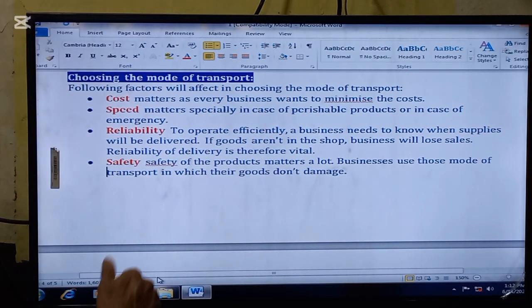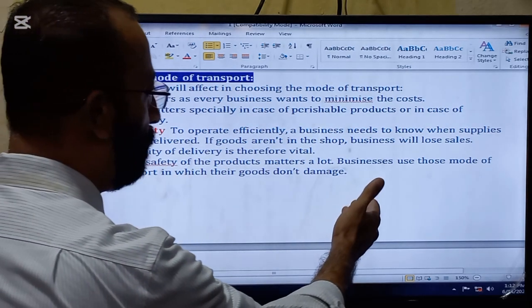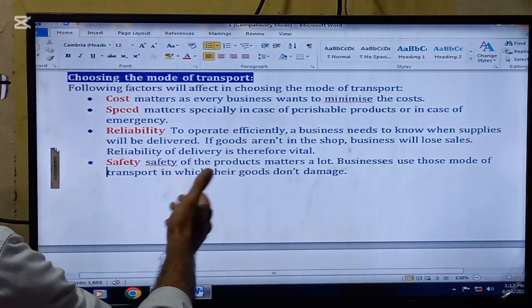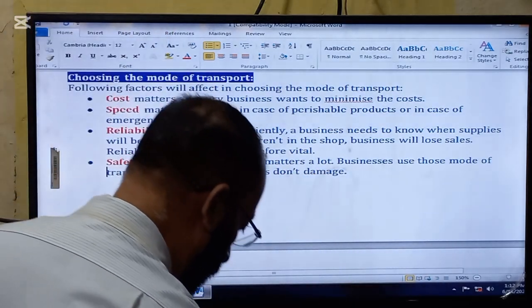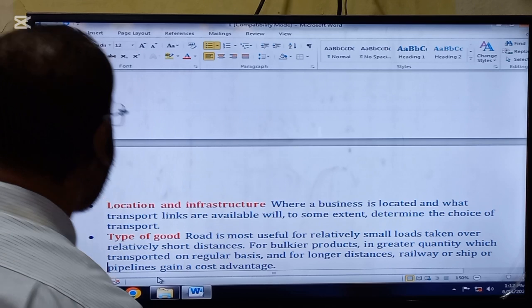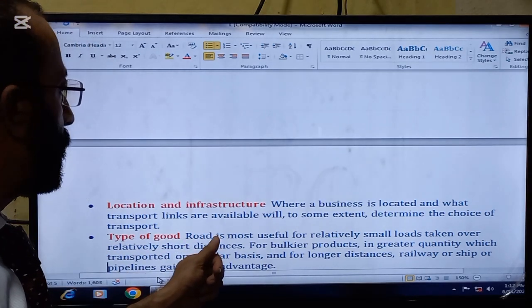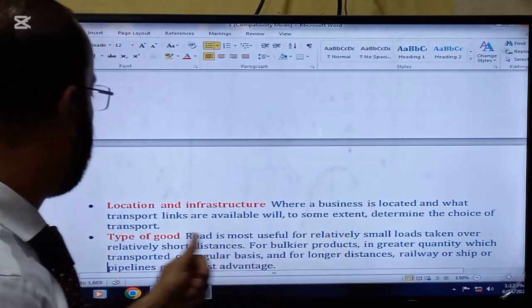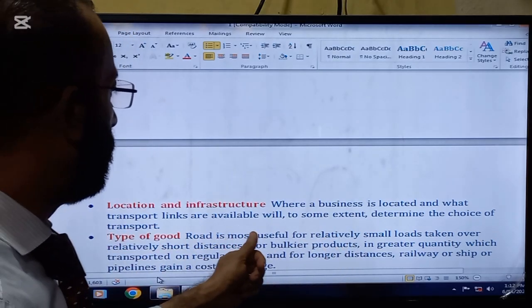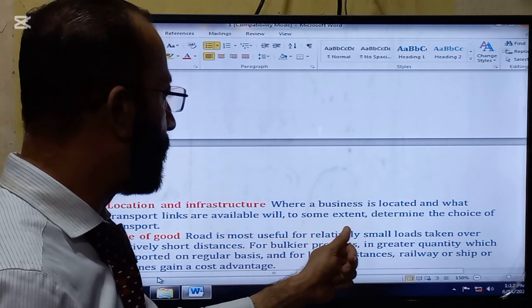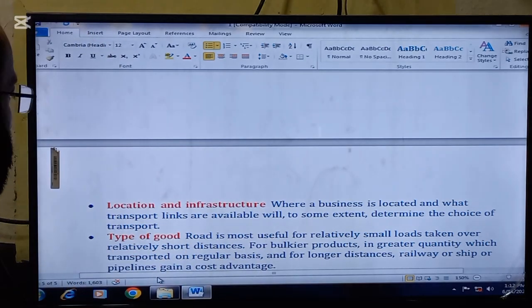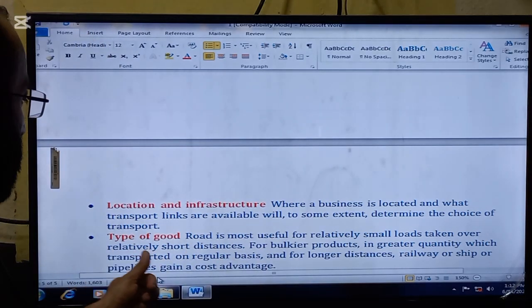Next is safety. Safety of the products matters a lot. Businesses use those modes of the transport in which their goods do not get damaged. Next factor is location and the infrastructure. Where a business is located and what transport links are available will to some extent determine the choice of the transport. And the last thing is type of the goods.